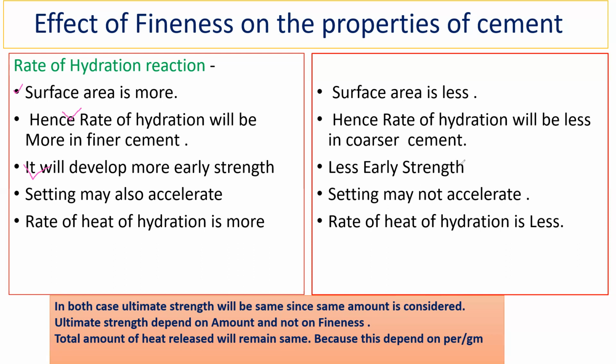But here less early strength is going to happen because the rate of hydration is less. The rate of hydration is less because the surface area was less, and the surface area was less because the particles were coarser and less in number. Here, since more early strength is achieved, the setting also will accelerate, but here the setting is not going to accelerate compared to the finer. The last point is that the rate of heat of hydration is more here. Of course, it is more because it has finer particles, so more surface area was available. But here the rate of hydration is less for the obvious reason, because the surface area is less.